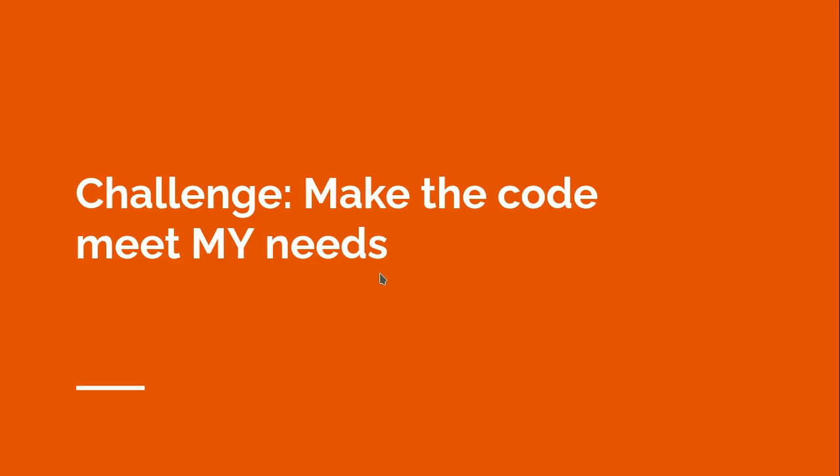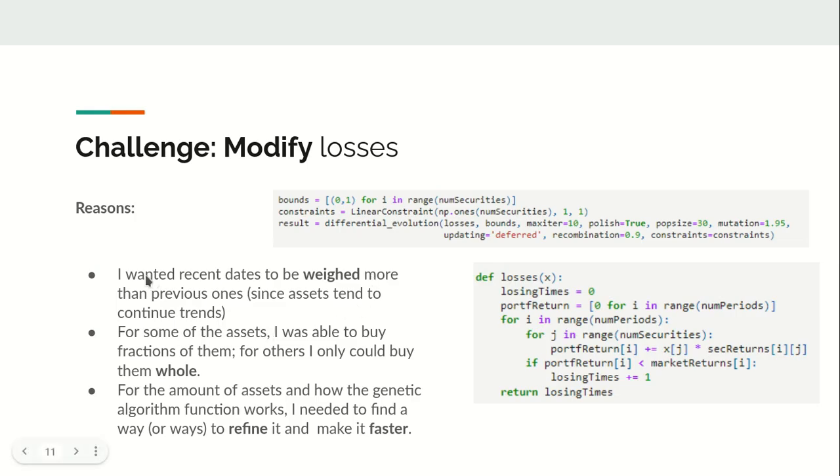The challenge was to make the code meet my needs because I wanted recent dates to be weighed more than previous dates, since assets tend to continue trends. For some of the assets, I was able to buy fractions, but for others, I only could buy them whole. And the amount of assets and how the genetic algorithm works, I needed to find a way to refine it and to make it faster.